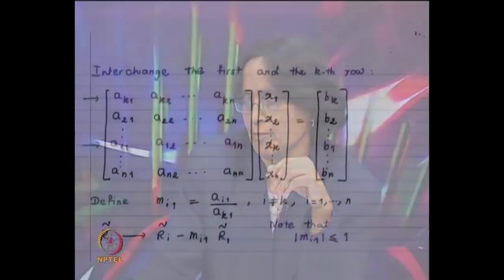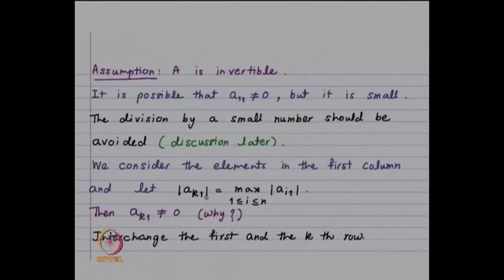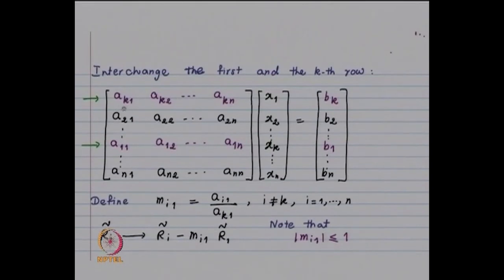Then one does a similar thing for the second column and so on, and this is known as Gauss elimination with partial pivoting. So, here suppose modulus of Ak1 is the maximum of modulus of Ai1, 1 less than or equal to i less than or equal to n. So, I am considering the entries in the first column and looking at the entry which has got maximum modulus, and then I interchange the first and the kth row. So, what was kth row before has become the first row, what was first row has become the kth row.